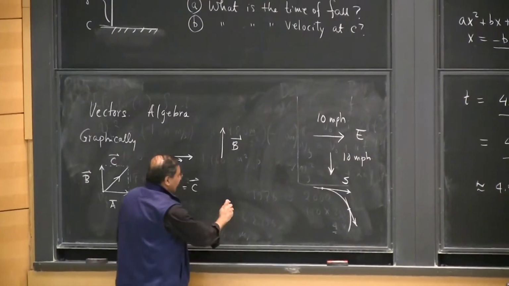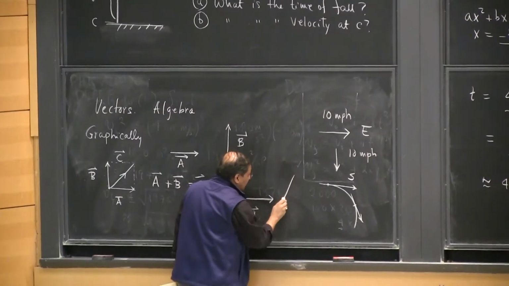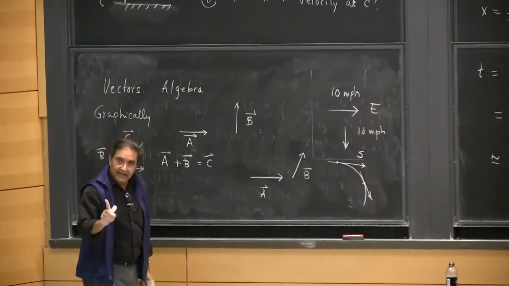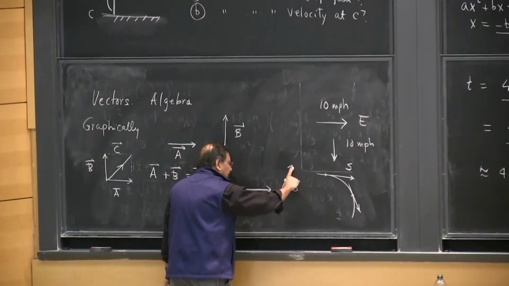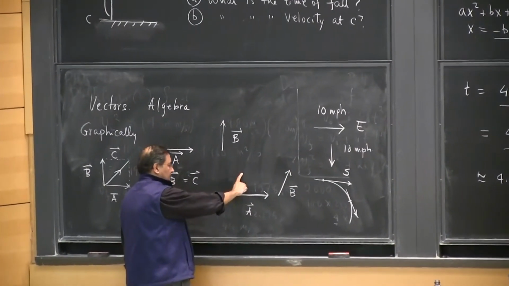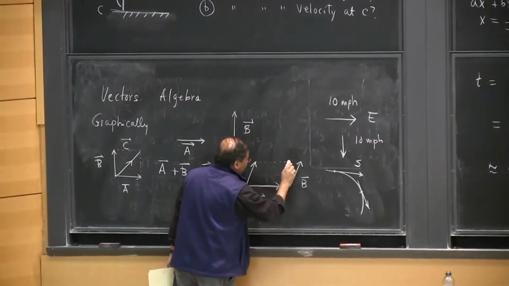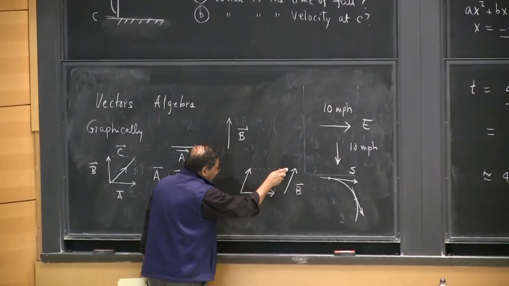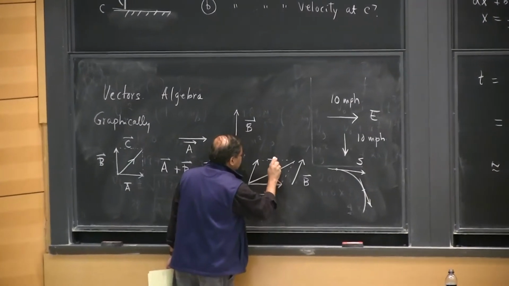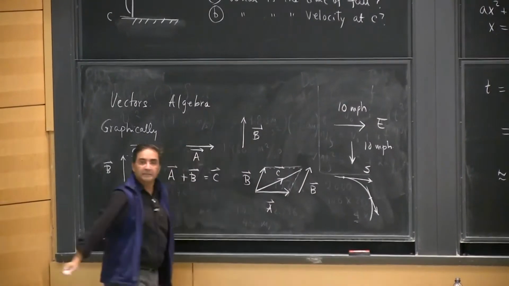So suppose these vectors were at an angle. Suppose I had A like this, but suppose B now was like that. So what I can do is I can take this vector B and put it again tail to tail. And now I complete the parallelogram. And again, this would be my resultant vector C. Okay, so this is B, you say, and this then would be my C.